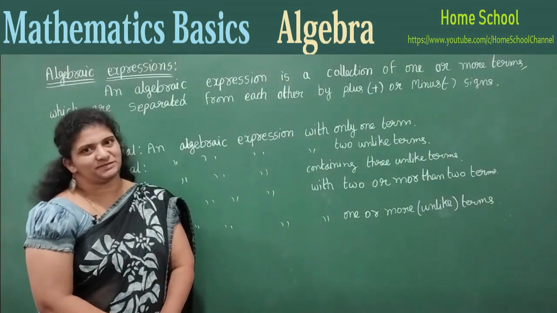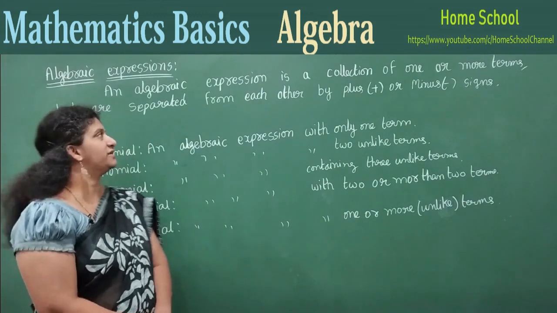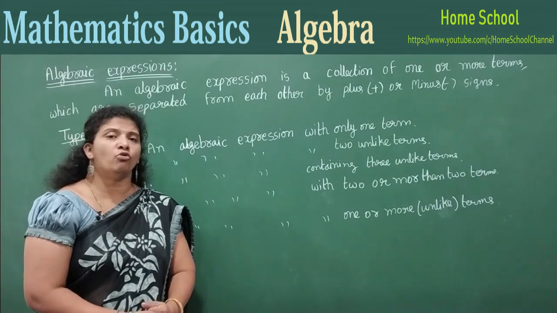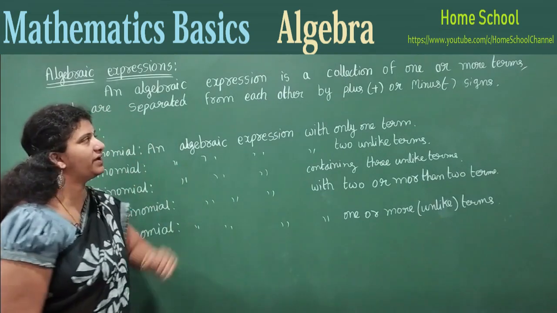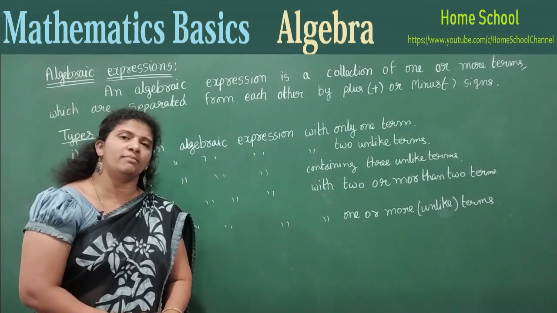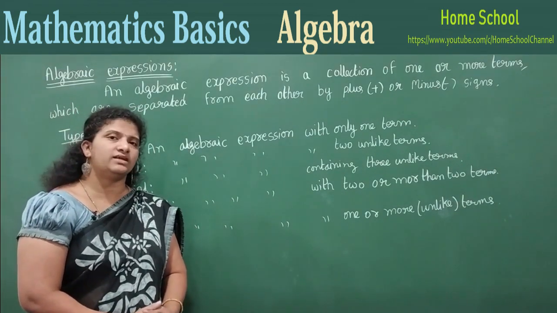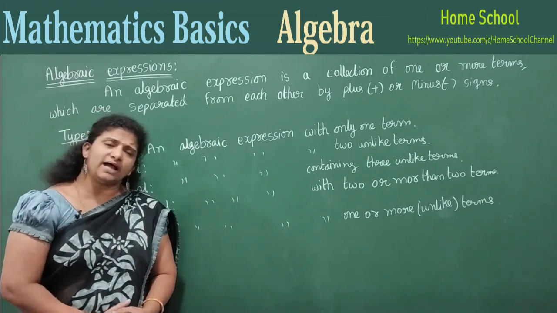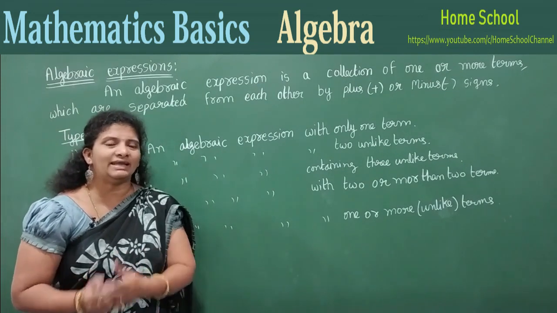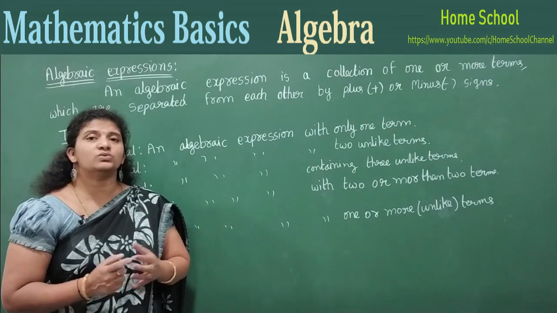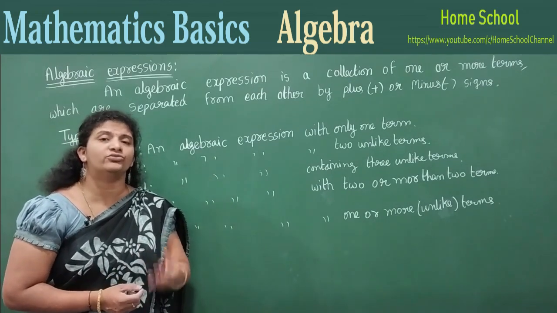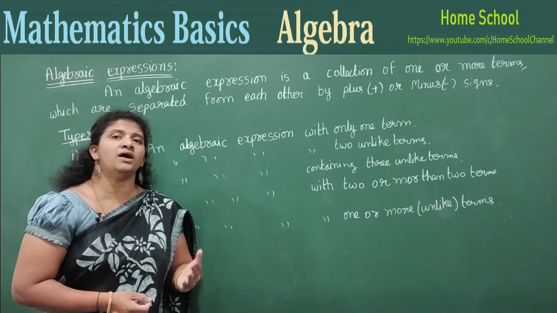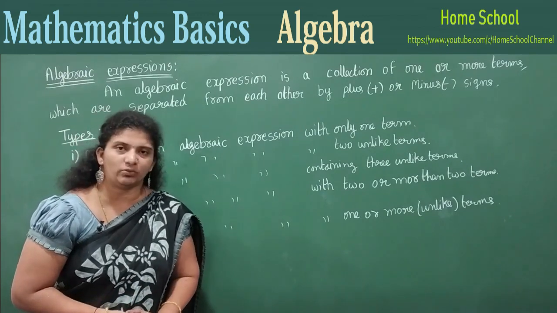An algebraic expression. What is an algebraic expression? An algebraic expression is a collection of one or more terms which are separated from each other by a plus or a minus sign. We have said that a term is a variable or a constant. Then what is an algebraic expression here? We get an expression by using one term, two terms, or three terms, with a positive or negative sign in between them.